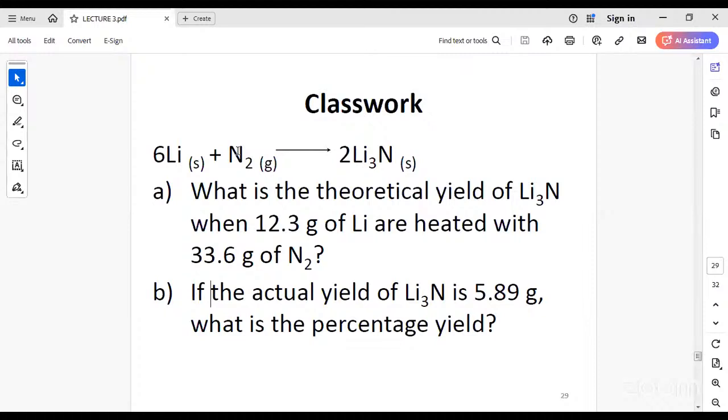Don't worry, let me do the calculation. So this is the first time.